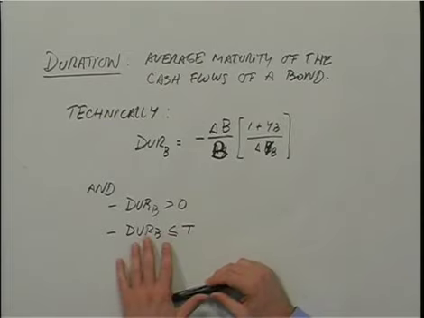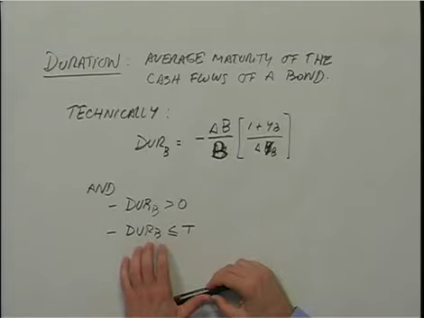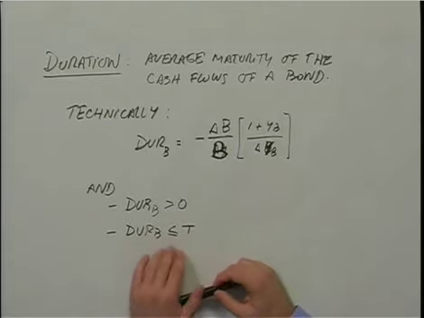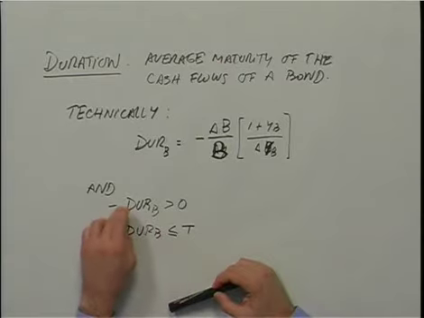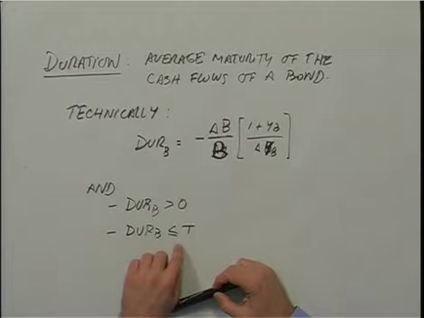And the second thing you have to remember is that it is always, or generally, less than or equal to the time to expiration of that bond. So remember, duration is a positive number, and the duration is less than or equal to the expiration of that bond.